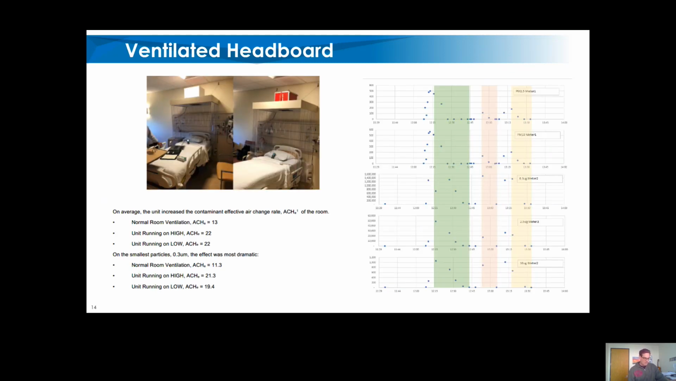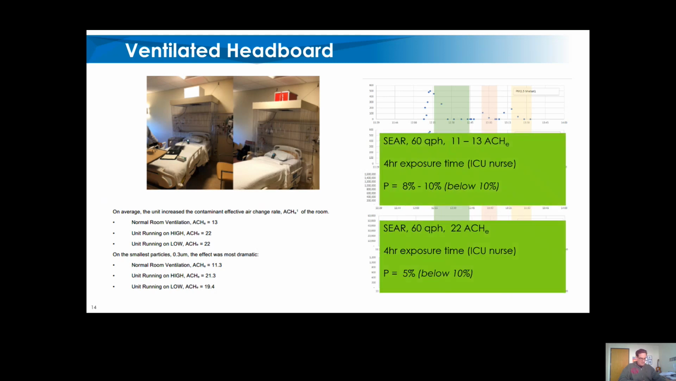This is a patient room with a HEPA filter added at a ventilated headboard. The ventilated headboard, in this case, is bolted to the wall. The contaminant that we used for this was a smoke machine. This is kind of early on. We were using this theatrical smoke machine. So you can see the measured contaminant removal was between 11 and 22 air changes. For an ICU nurse, the standard exposure risk would be below 10% in both cases. And that's mostly because the normal room ventilation contaminant removal is so high, right? We're already below 10% based on the background ventilation.